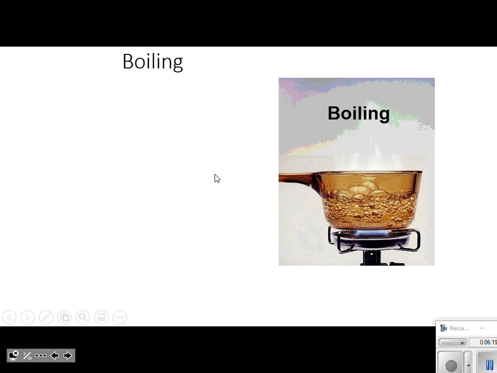Boiling. We've all boiled water before, right? Whether you're making ramen noodles or mac and cheese, you've probably boiled water at one time or another. My wife did yesterday because she made hard-boiled eggs. So we got some boiling of water.